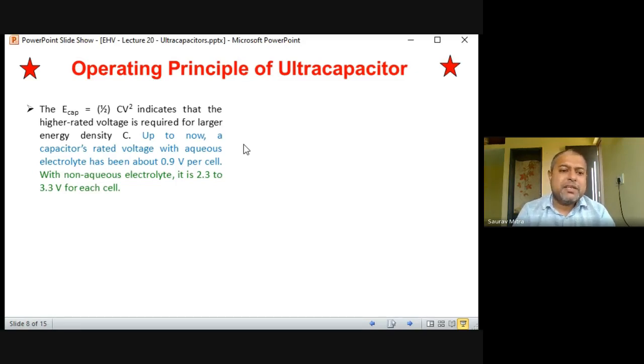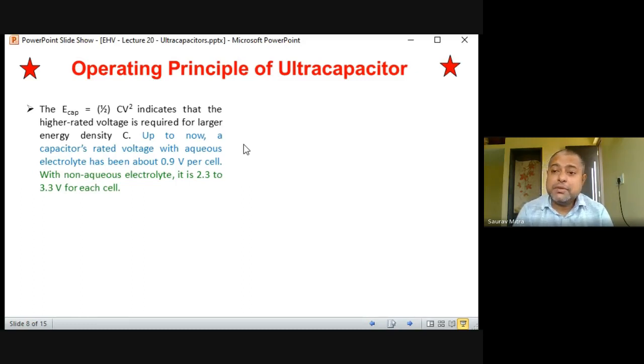So up to now, a capacitor's rated voltage with aqueous electrolyte has been about 0.9 volt per cell. This is data you have to remember. How much is the V that we are given? It is 0.9 volt with aqueous electrolyte.